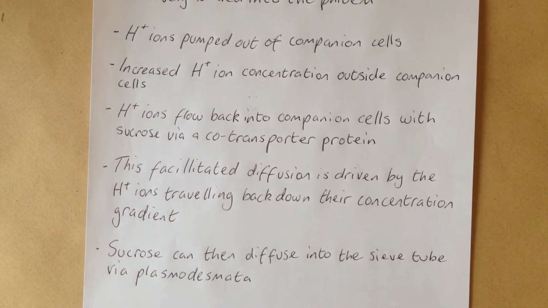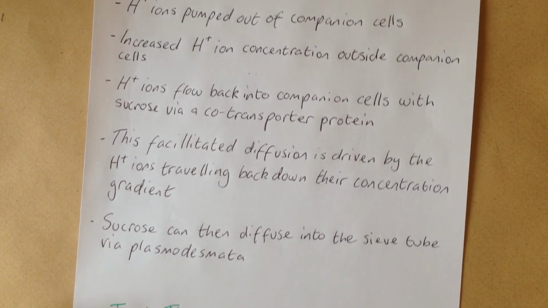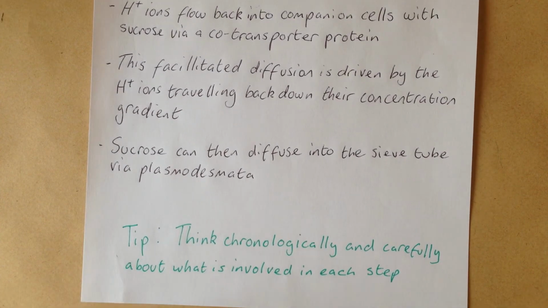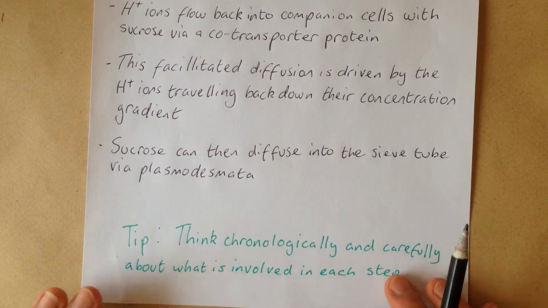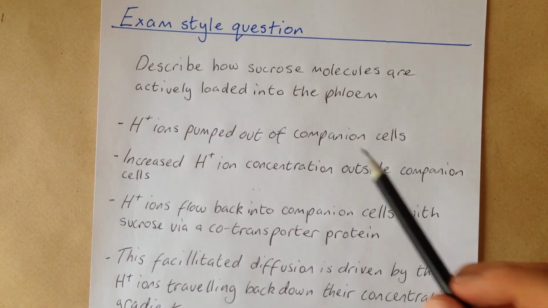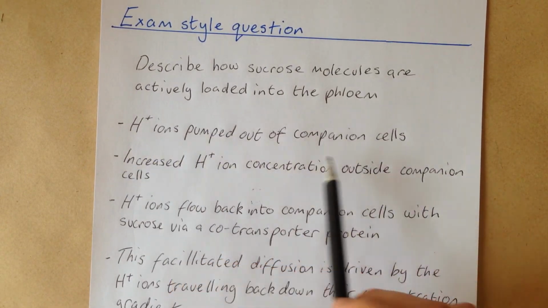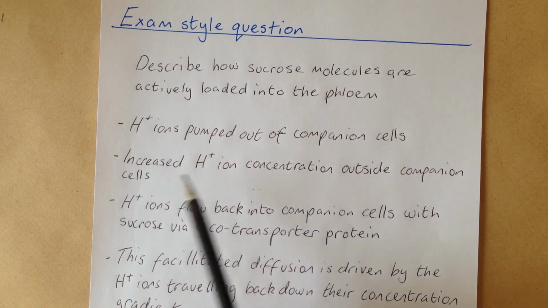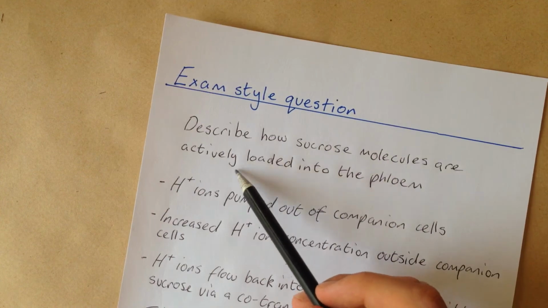You can then go on to talk about what happens to the sucrose after it's transported into the companion cells, and so you can say it diffuses into the sieve tube via the plasmodesmata. What would be important with this question is to think chronologically and carefully about what is involved in each step. So think about what happens in each step, make sure you get all the components of each step written down to give you the maximum chance of getting all the marks for a question like this one.